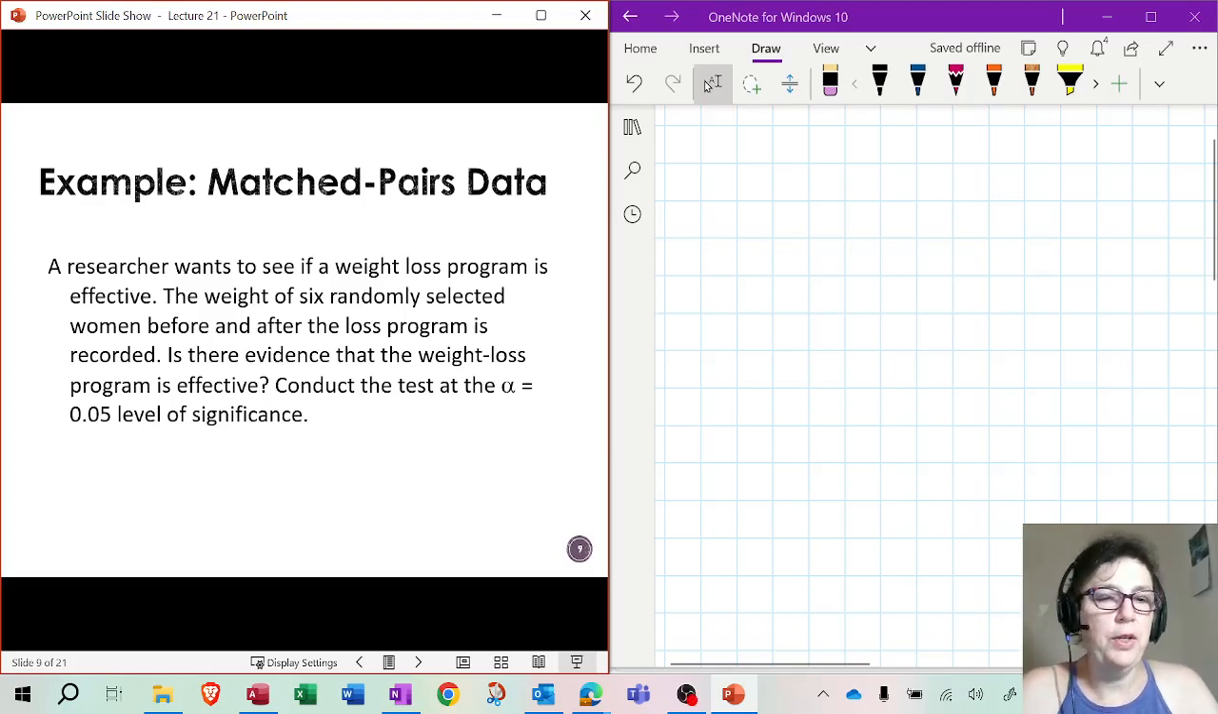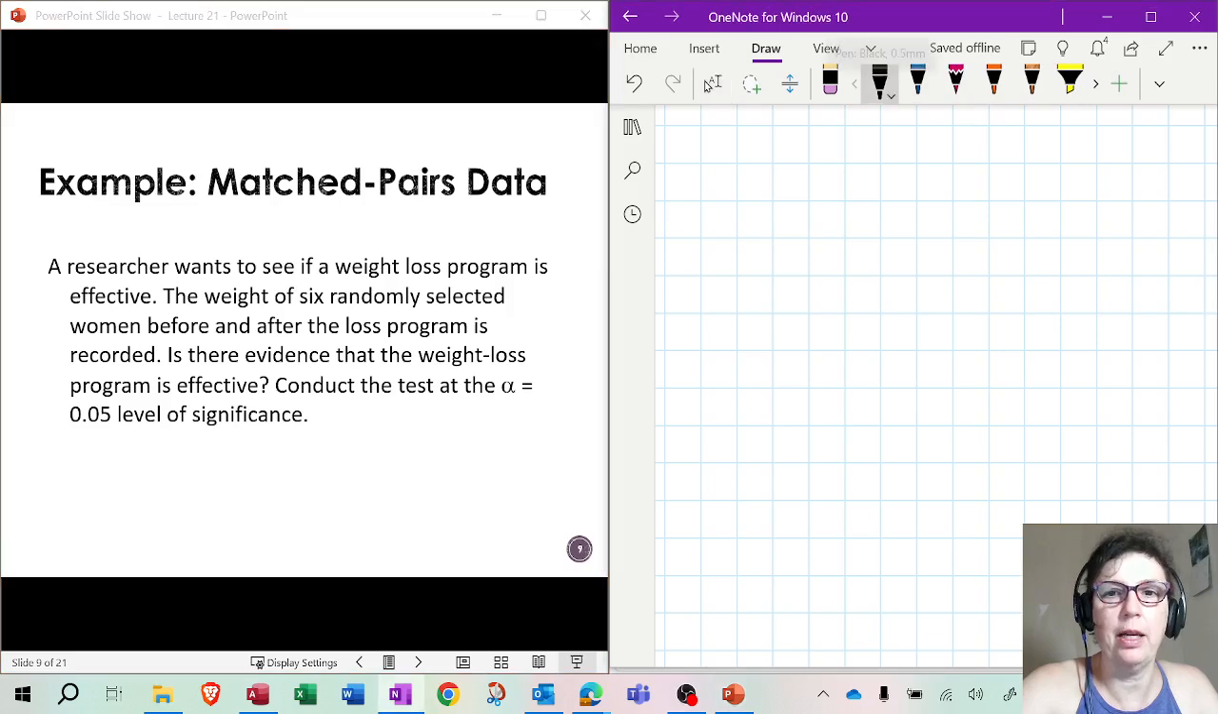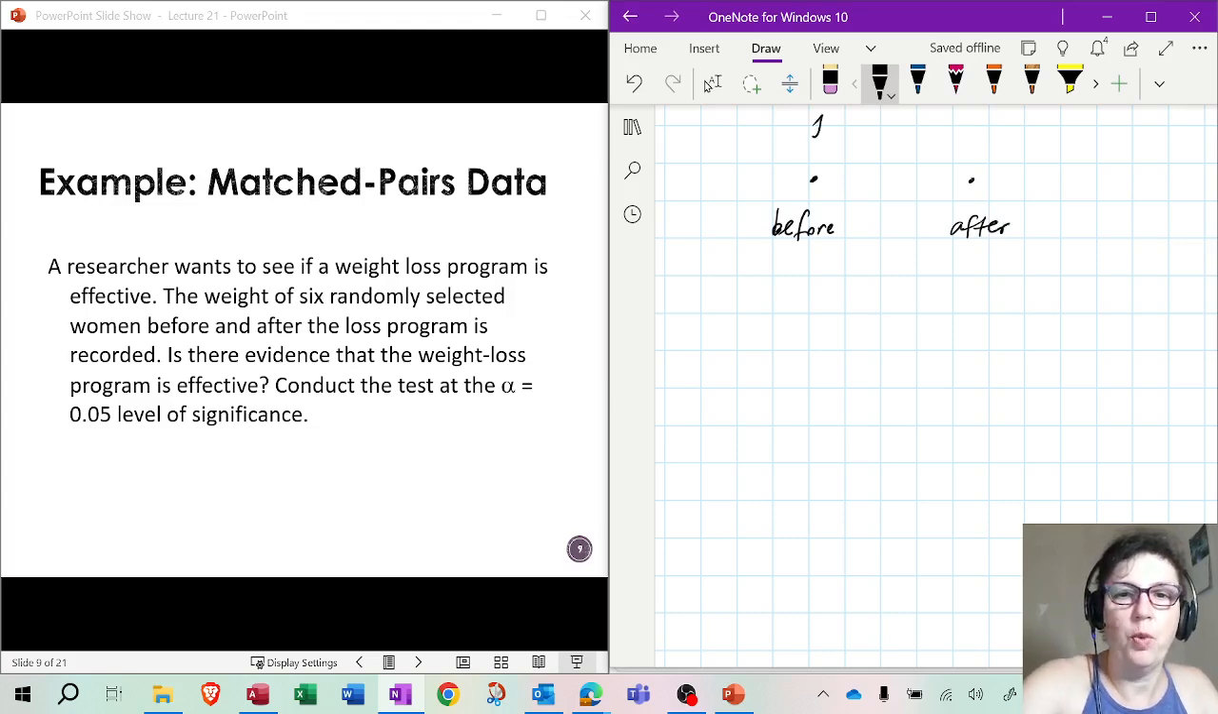Okay, guys, in this video, we are going to actually get into the testing and computing confidence interval for matched pairs data. So the first example here that we're going to look at is the weight loss program and whether it worked or not. So we already discussed that we have two samples, but they are paired or matched. So you have individuals' weight before and after. So this is before the individual entered the weight loss program and then after. And so this is like number one, this is number two.